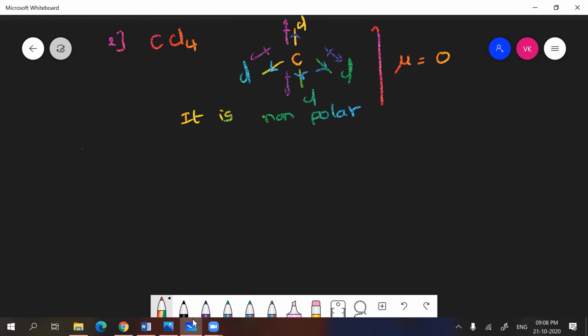Now let's see the second case, when the molecules are unsymmetrical.